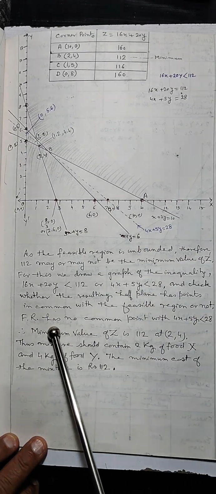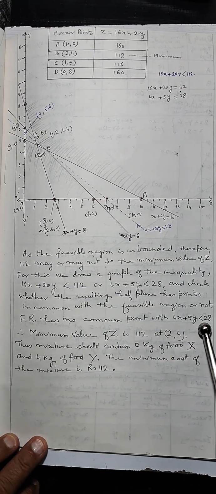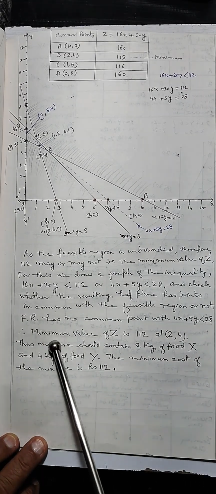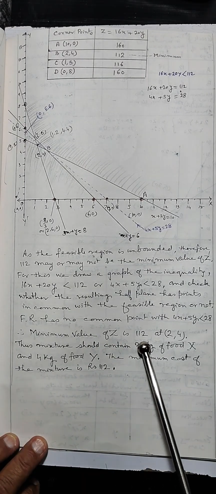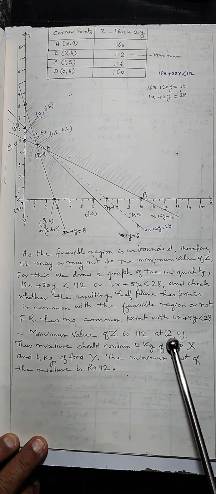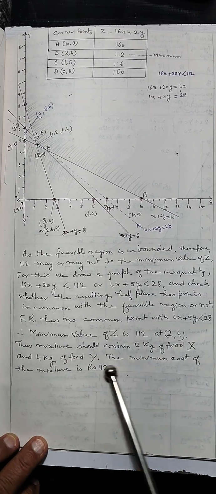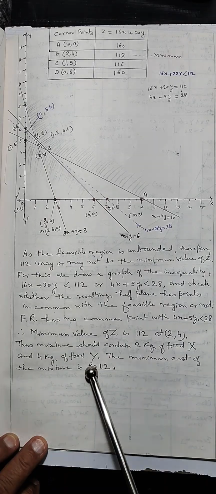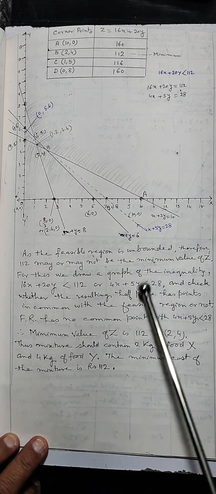As the feasible region has no common point with 4x plus 5y less than 28, therefore the minimum value of Z is 112 at (2, 4). Thus, the mixture should contain 2 kg of food X and 4 kg of food Y. The minimum cost of the mixture is 112.